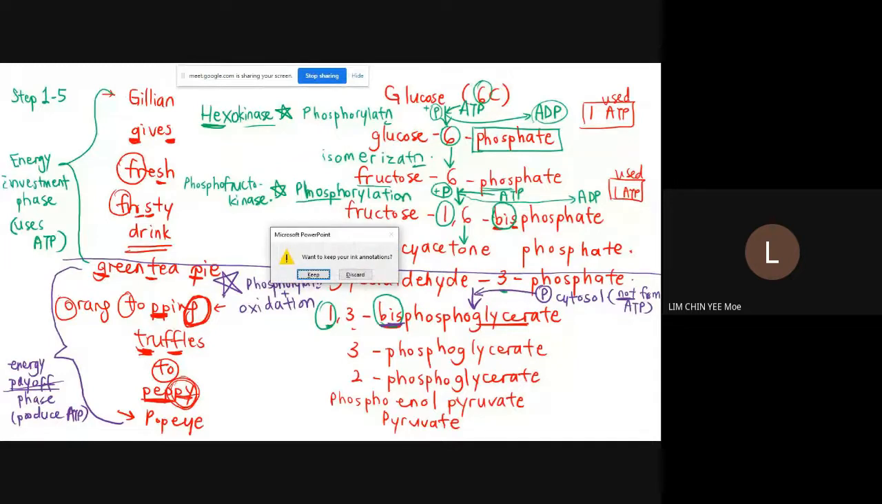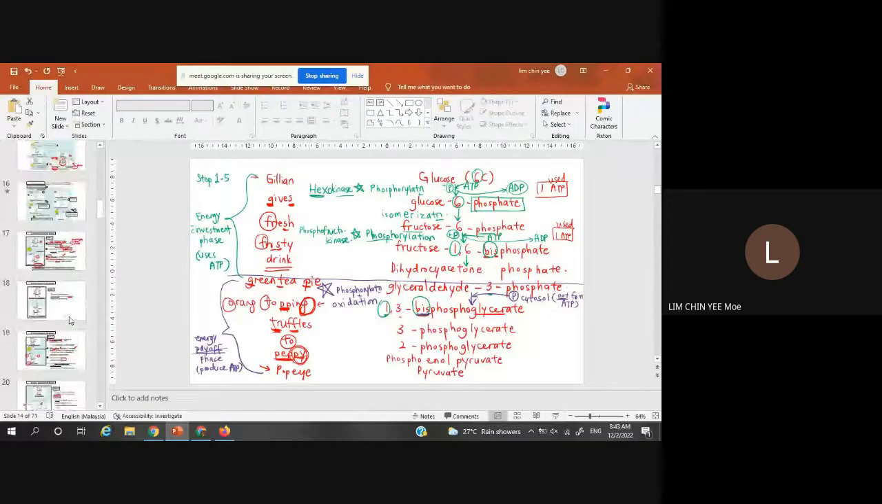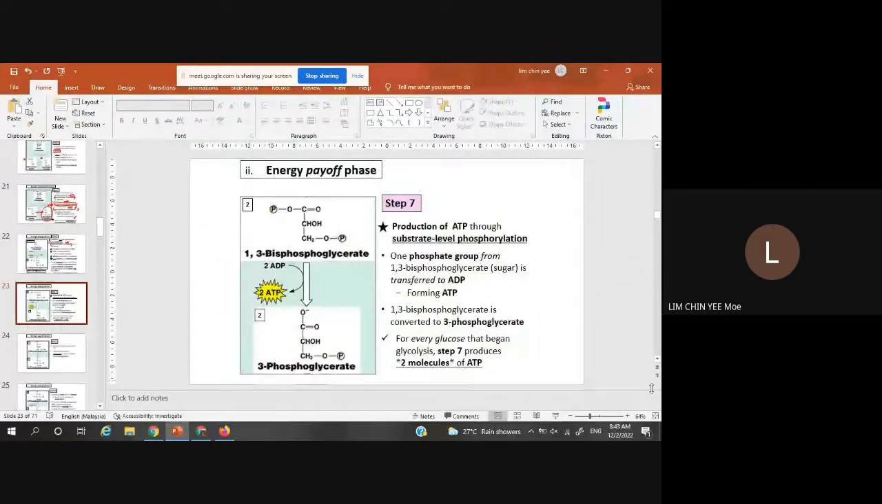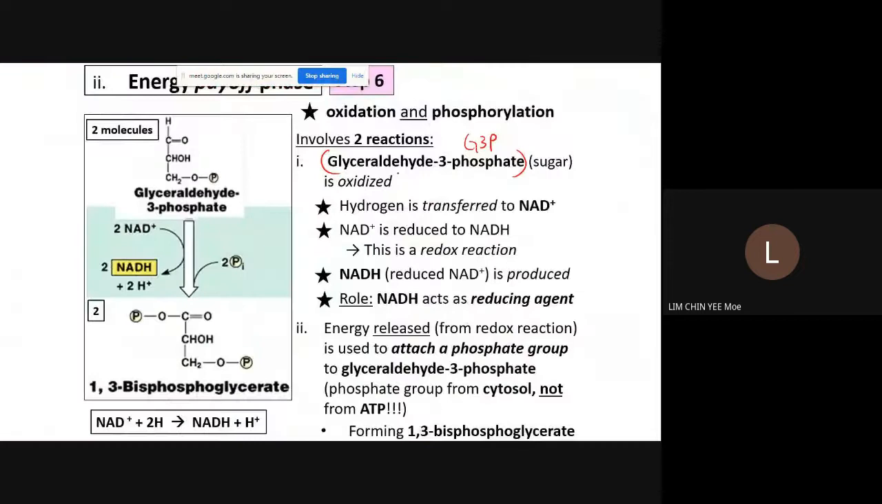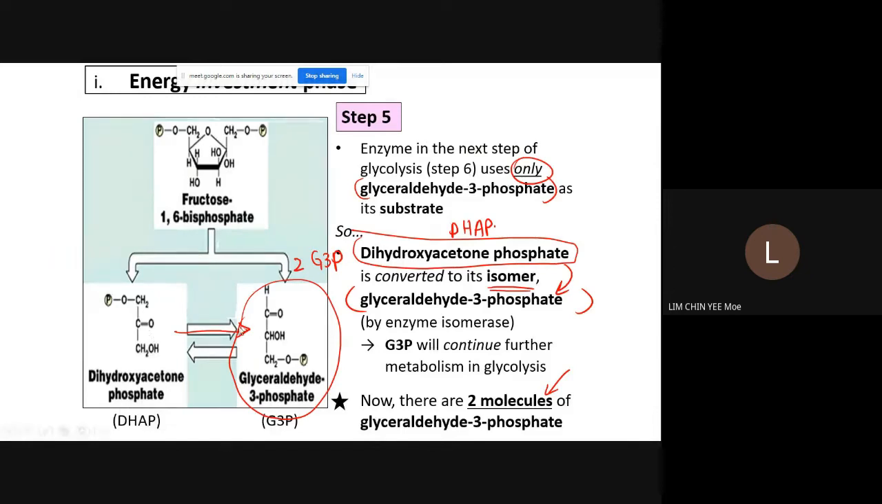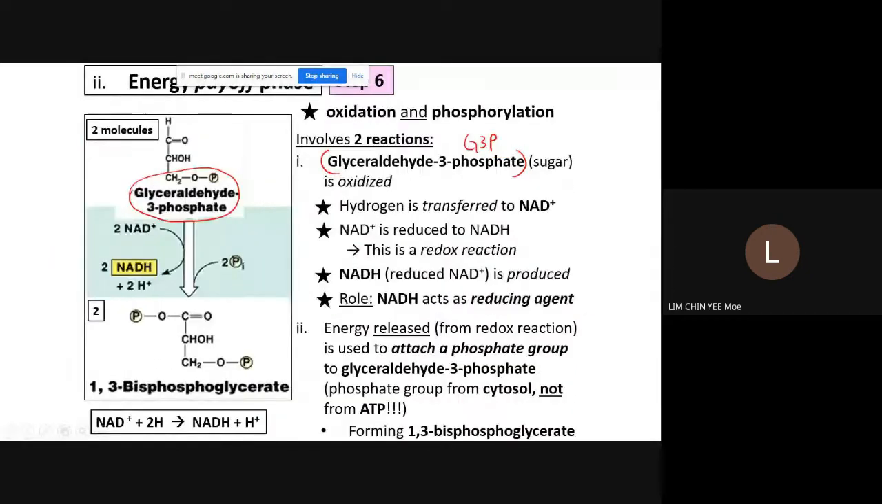And now, let's look at your page 4 again, step 6. So when you look at step 6, you can see that we only use G3P, okay? Inilah kenapa tadi step 5, I kena tukar DHAP jadi G3P. So semua ini ada dua molecules sudah. Two molecules of G3P. And now, phosphorylation part itu kita dah belajar. So, step ini kita panggil oxidation and phosphorylation. And like I told you, or you can just write in your notes, other phosphate group, tapi phosphate group ini not from ATP, but from cytosol or cytoplasm.